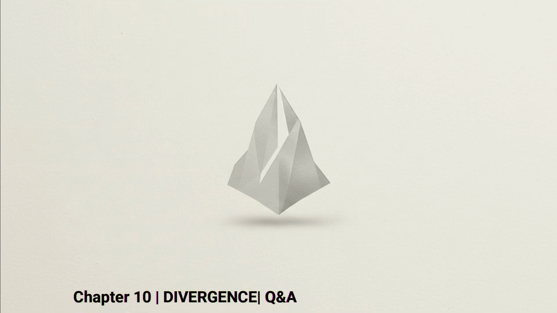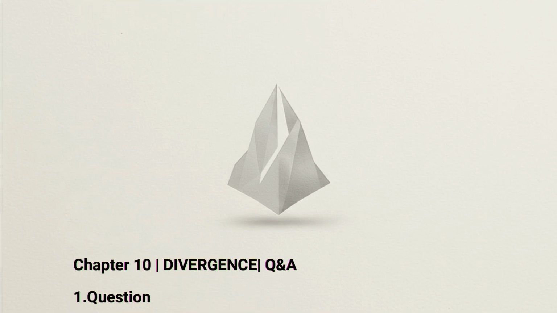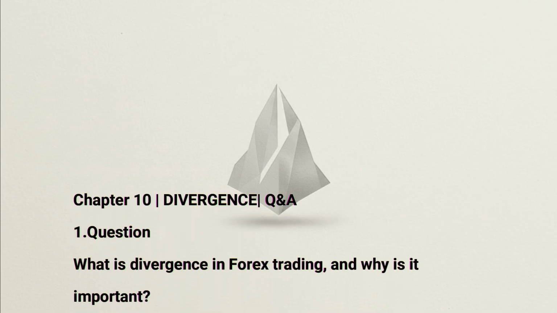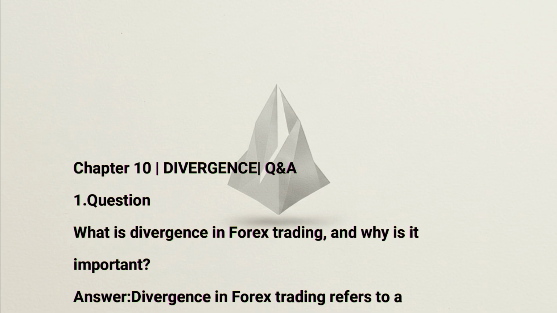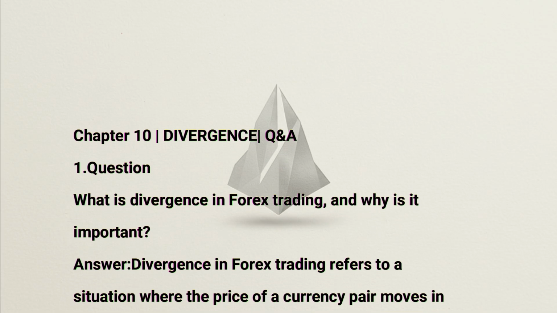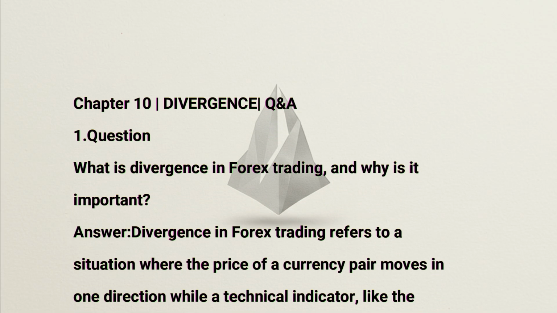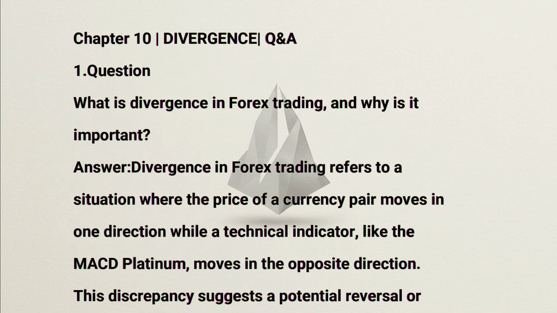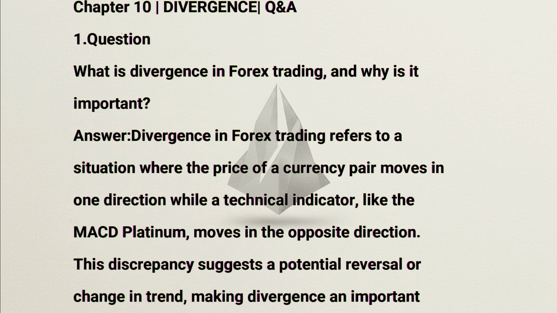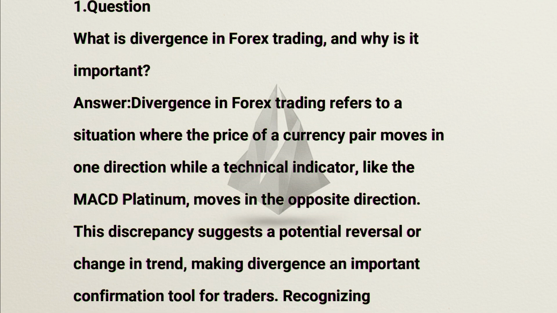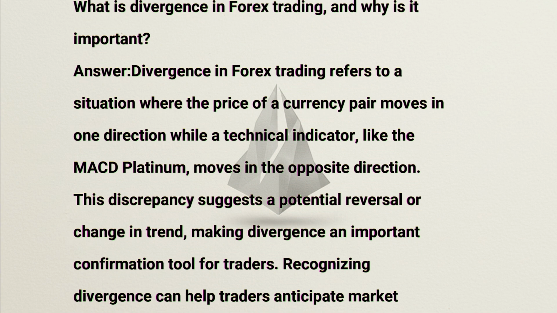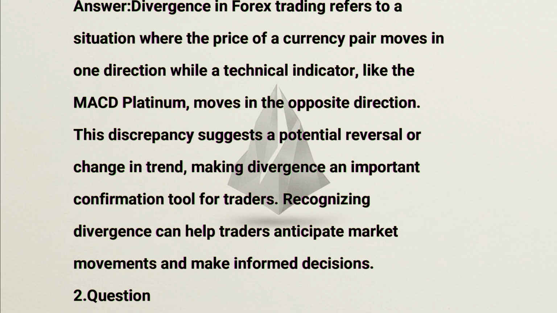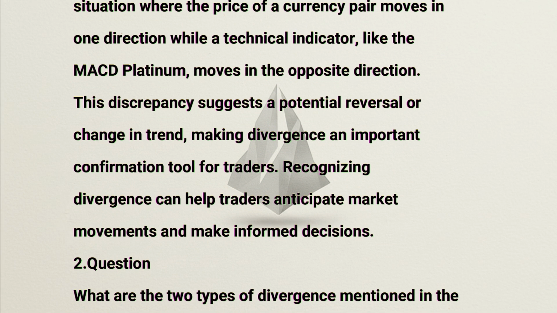Chapter 10. Divergence Q&A 1. Question. What is divergence in Forex trading and why is it important? Answer. Divergence in Forex trading refers to a situation where the price of a currency pair moves in one direction while a technical indicator, like the MACD Platinum, moves in the opposite direction. This discrepancy suggests a potential reversal or change in trend, making divergence an important confirmation tool for traders.